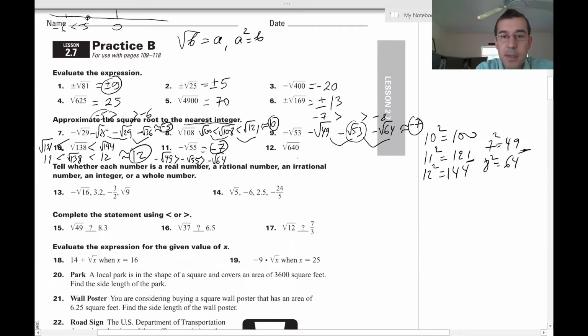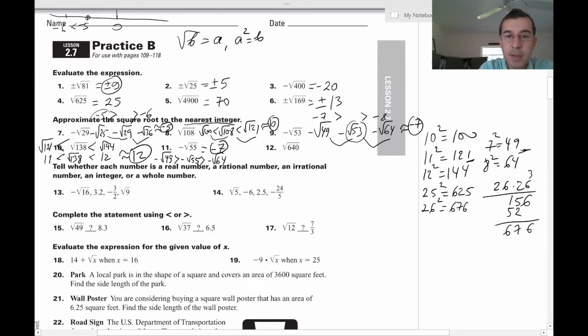Okay, and then the square root of 640. We know that 25 squared is 625, and the next one is 26 squared, which is going to be what? 26 times 26: 6 times 6 is 36, 6 times 2 is 12 and 3 is 15, 2 times 26 is 52, so 676.